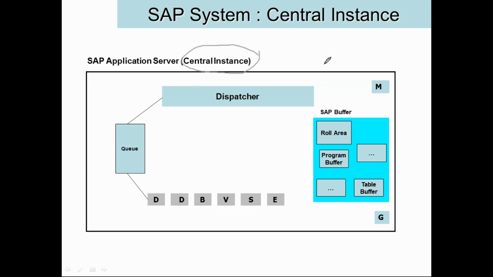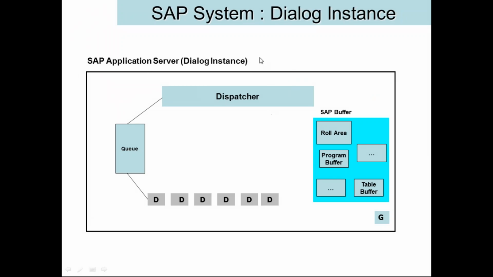To identify the central instance: it will have a total of seven types of work process. What a work process is will be discussed in a later class. Now, how does the login process work in SAP? There is a central instance and one more login instance.